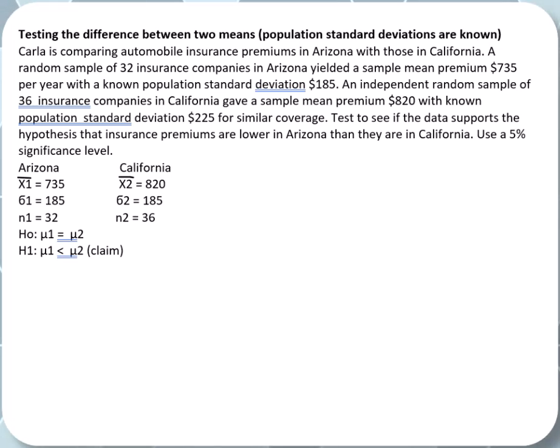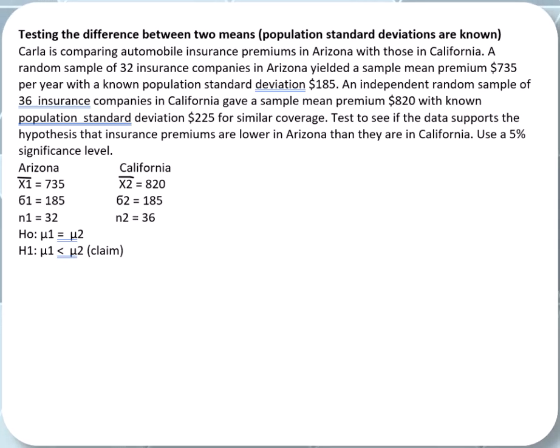Okay, now we're going to test the difference between two means with a special case where population standard deviations are known. This is usually not the case. Usually we don't have the population standard deviation, but there are cases where we assume we know it. So we're going to show you how to test a claim for the difference between two means.